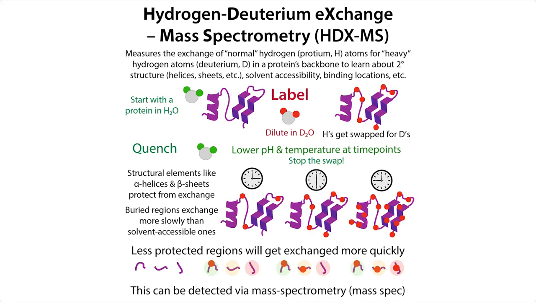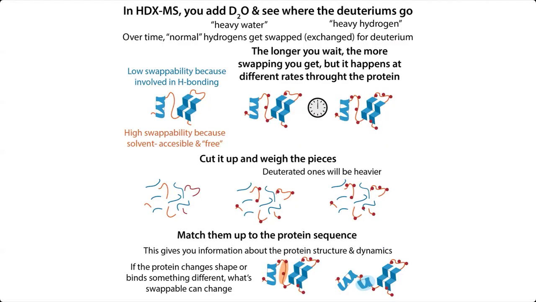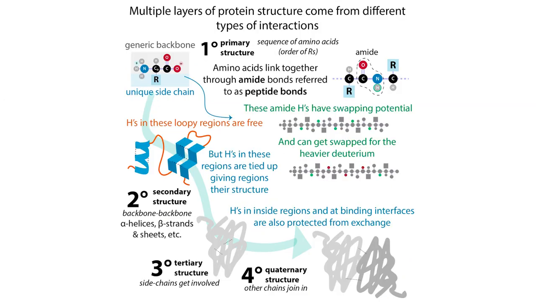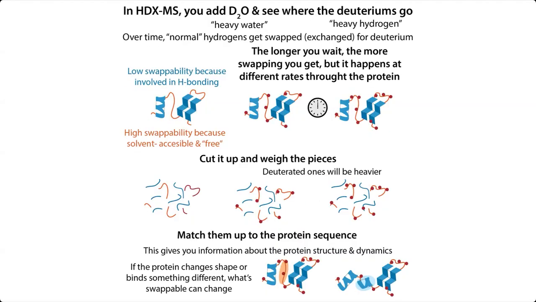Today, I want to tell you about a cool technique called hydrogen-deuterium exchange mass spectrometry, or HDX-MS. It can be used to tell you information about solvent accessibility, so which regions of, say, a protein are exposed to water or whatever other solvent you're in, as well as secondary structures and binding sites of a protein.